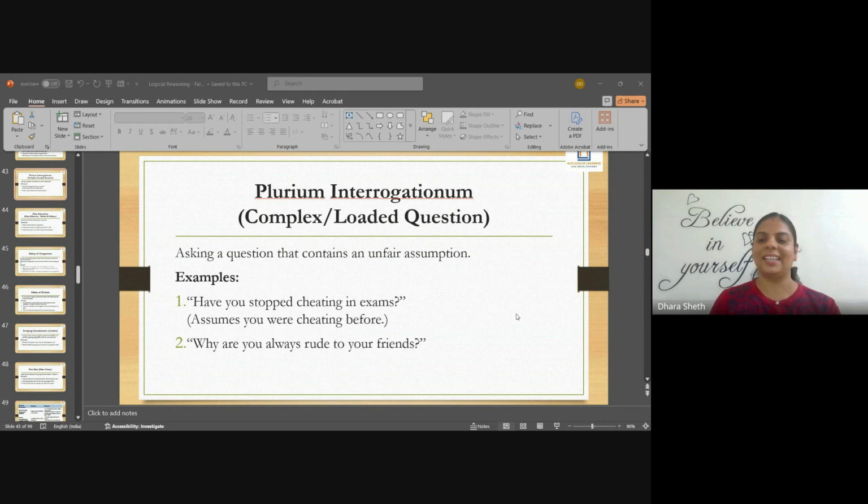Asking a question that contains an unfair assumption. Have you stopped cheating in exams? If you say yes, it means you were cheating before, now you have stopped. If you say no, it means you still cheat in exams. Assumes you were cheating before. So unless there is a reference story given where you were cheating before, this is a loaded question. Why are you always rude to your friends? It already assumes that you are rude. Clear with this?